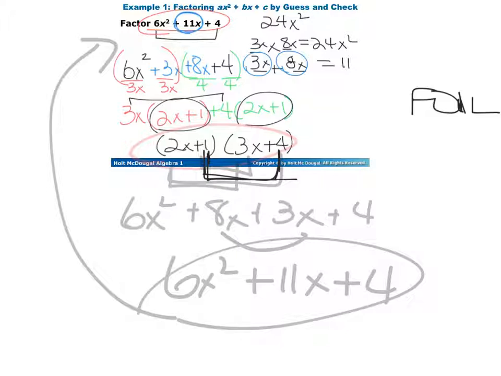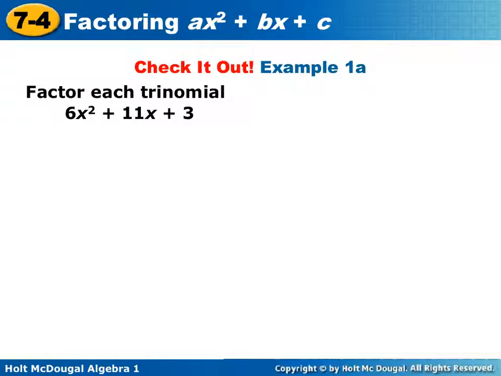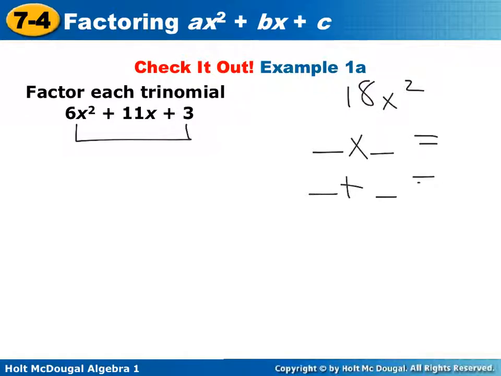All right, let me show you another example. Okay, again, we're going to multiply the first and the last term. I get 18x squared. I need two numbers that will multiply to give me 18, and the same two numbers to get me 11. 9 and 2. Good. And they get x's, because I'm trying to make it 18x squared and 11x.